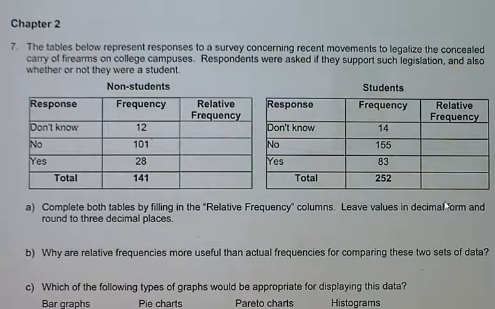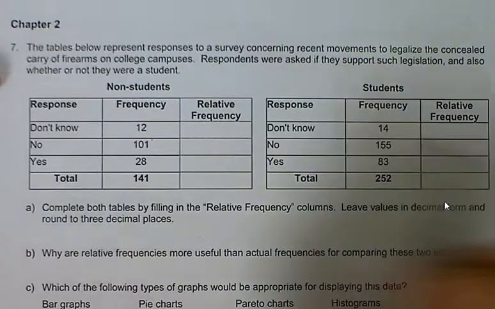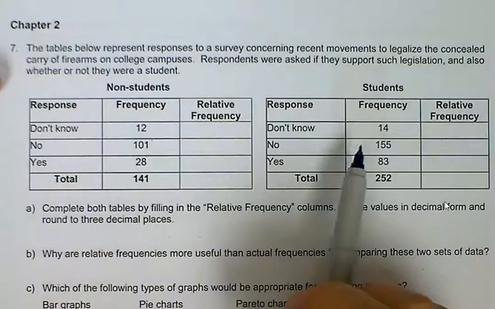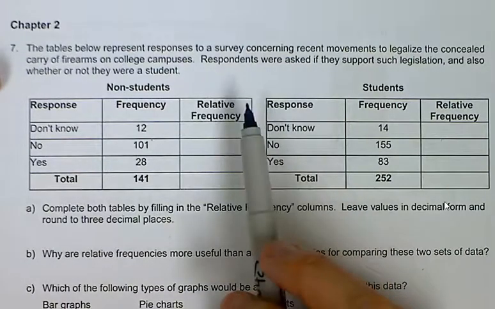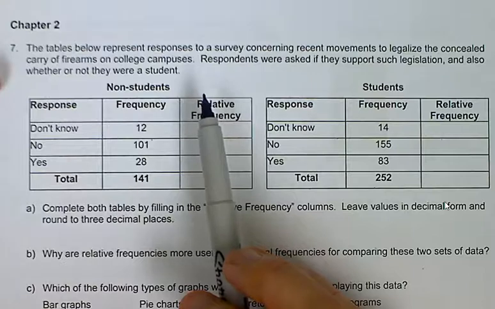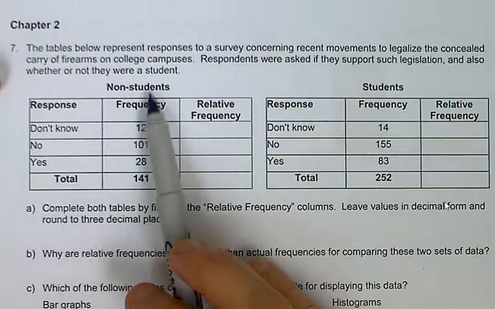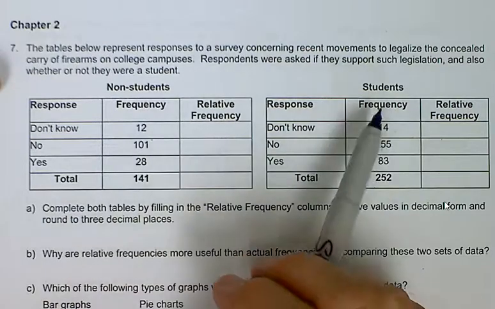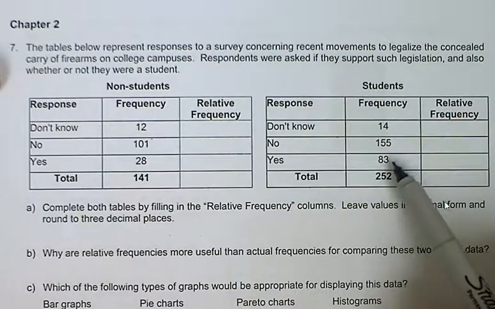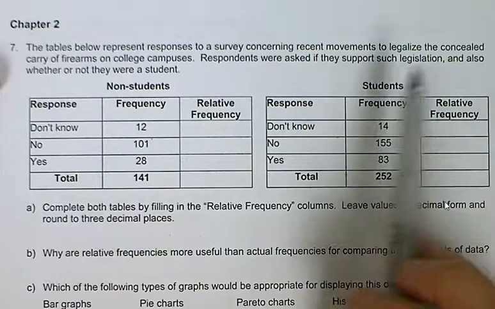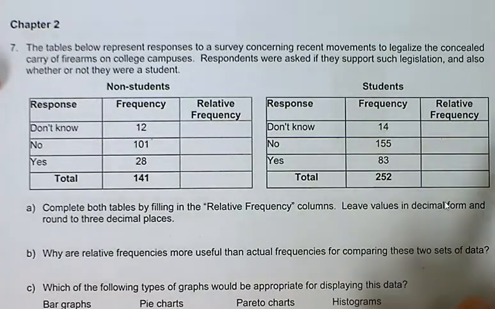Let's look at some questions to review Chapter 2. The first one has two tables that represent responses to a survey about legalizing the concealed carry of firearms on college campuses. The respondents were split into two groups, non-students and students, and these tables represent their responses to the question whether they support this type of legislation.